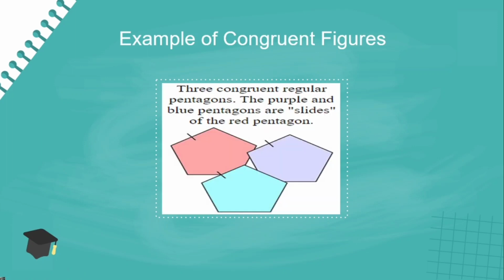We also have three congruent regular pentagons. So the purple and blue pentagons are slides of the red pentagon. Since all the three pentagons are regular pentagons, meaning all their sides are equal, the three pentagons are congruent figures.